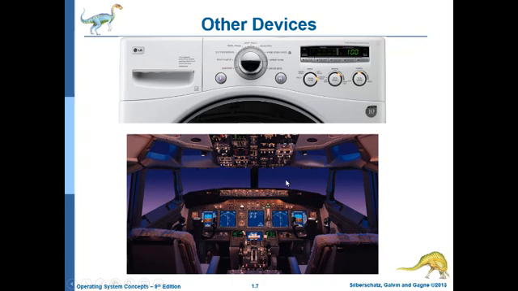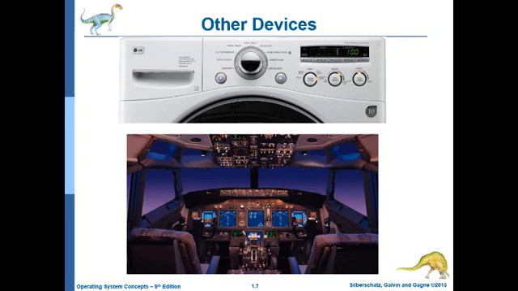Can you tell me what you see here in this picture? Yes, this is an airplane. So you can see the interface. There are many buttons, screens, dials, levers, controls, of different types.